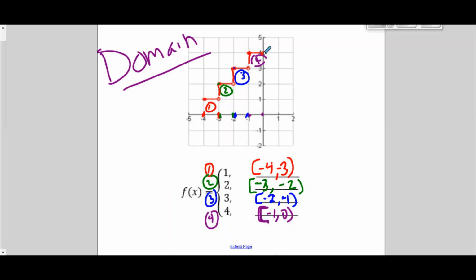So having watched this video, you should be able to complete the assignment that's in MathXL. It's called absolute value graphing.